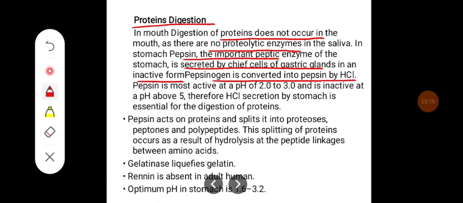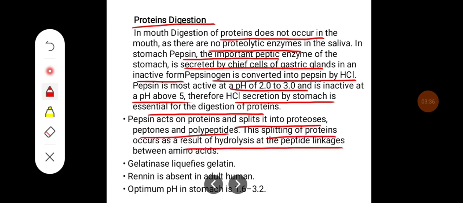Pepsin is the most active at pH of range between 2 to 3 and is inactive at pH above 5. Therefore, HCl secretion by stomach is essential for the digestion of proteins. Pepsin acts on proteins and splits into proteases, peptones, and polypeptides. This splitting of proteins occurs as a result of hydrolysis at the peptide linkage between two amino acids.